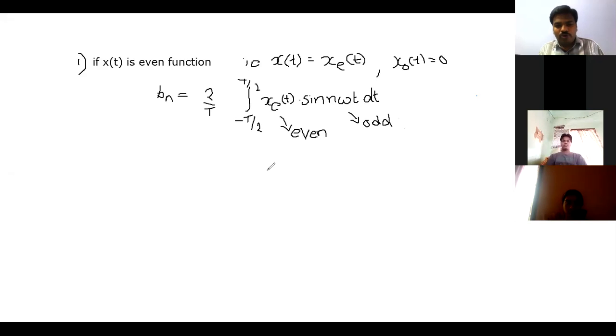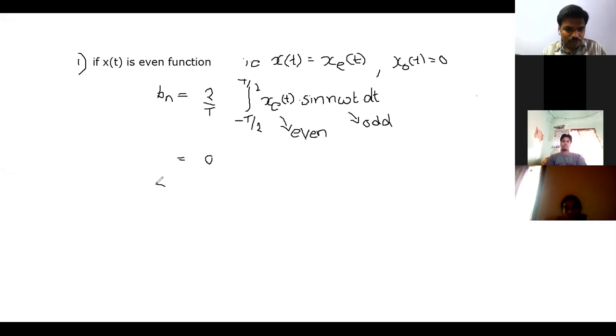Don't bother about whatever may be the value of m and n. Earlier we have already seen that the integral of the product of an even function and an odd function is equal to 0, whatever may be the value of m and n. So likewise, for an even function bn should be equal to 0.